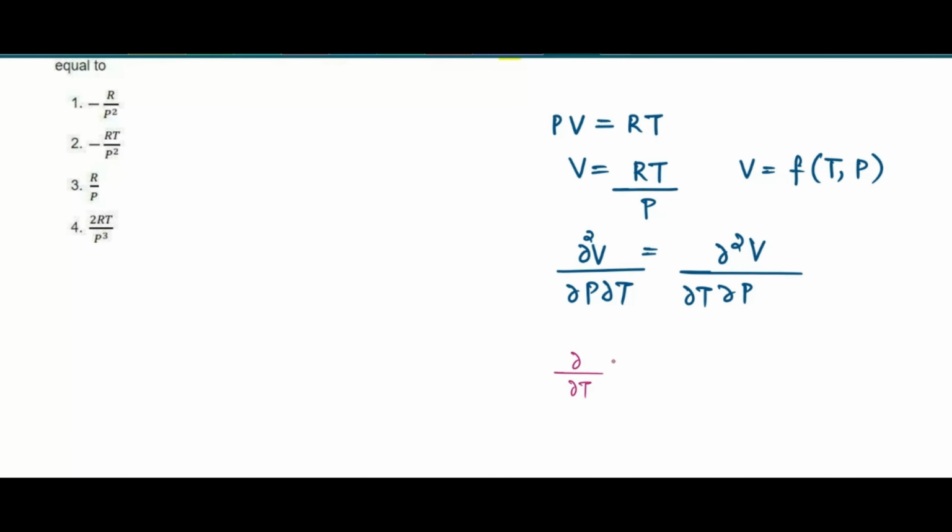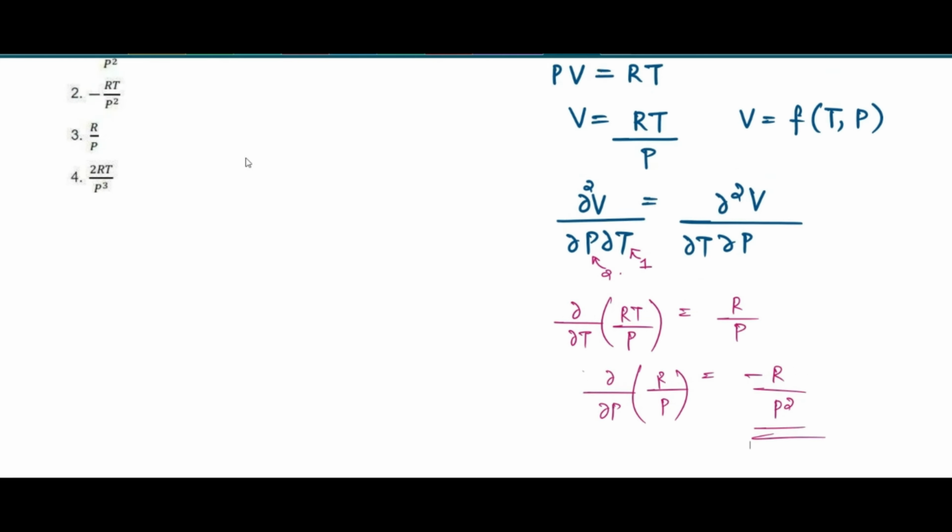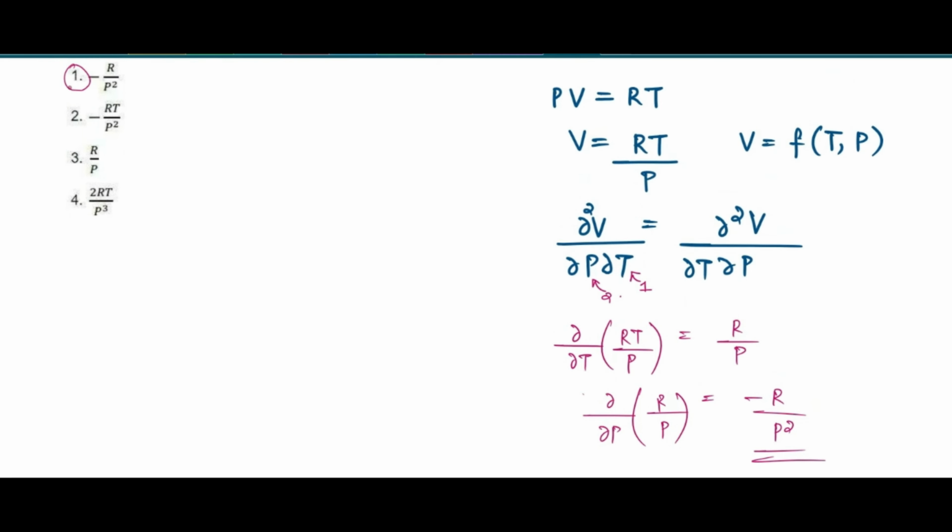Dou by dou T of RT by P. What is it? R by P, right? Derivative of T with respect to T is 1. After that, what is needed? First you took the derivative with respect to T, second you take the derivative with respect to P. Dou by dou P of R by P. What is the derivative of 1 by P? 1 by P square. R is a constant. Minus R by P square. Very easy. Option 1.